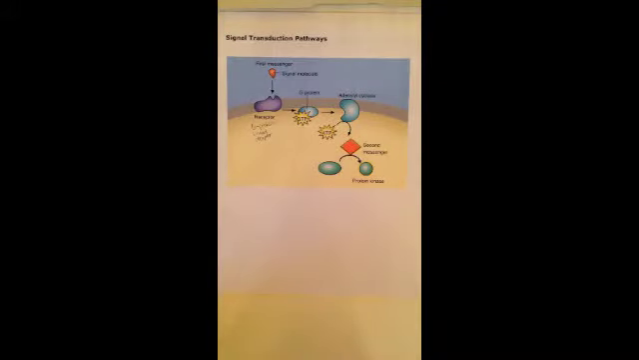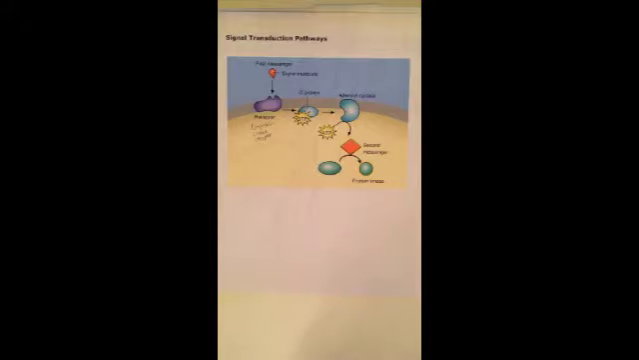The second step in the cell signaling is the signal transduction pathway. And these pathways allow for amplification of the signals, and it involves smaller molecules called second messengers and protein phosphorylation by enzymes called protein kinases.